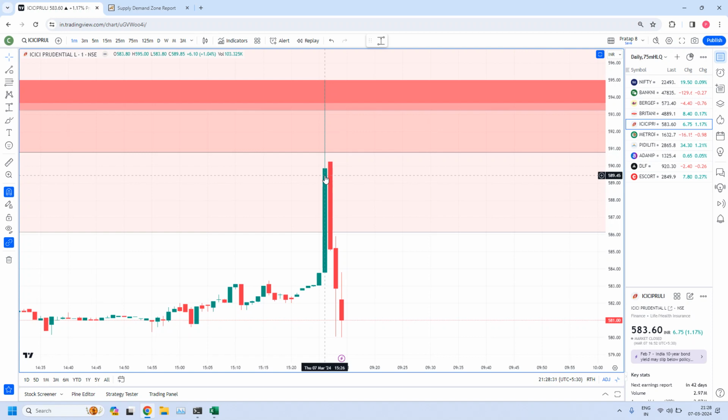See the high of this candle, exactly 595. So that means exactly at 595, maybe some institution kept a huge order, maybe some 200 crores or 300 crores, who knows, I don't know. It is my wild guess. Otherwise, such a strong rejection and pushed the price.